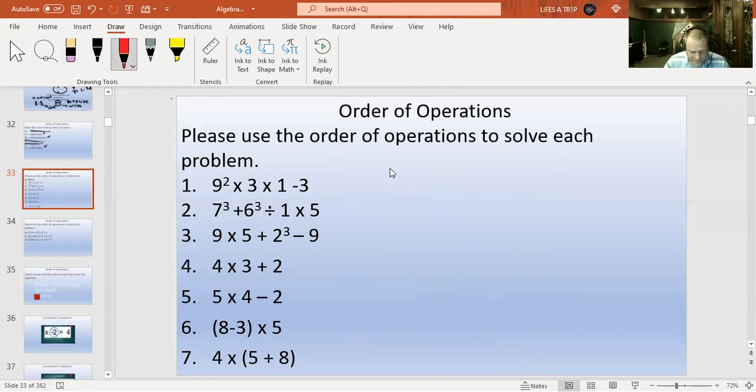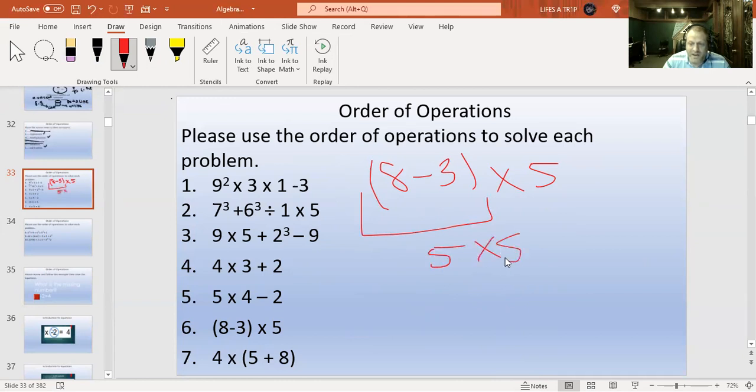All right, let's look at number 6. 8 minus 3. Oh, parentheses. And what did we discover? Parentheses was first. 8 minus 3 times 5. So parentheses first. 5 times the 5, 25. And that's your answer there, 25.